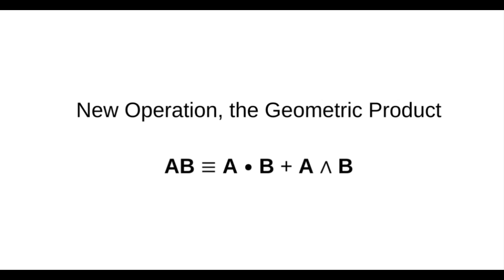Hello, algebra friends. I have come across the flagship operation in geometric algebra. It's called the geometric product, and it is defined as the product of vector A with B is the inner product of A and B added to the outer product of A and B.